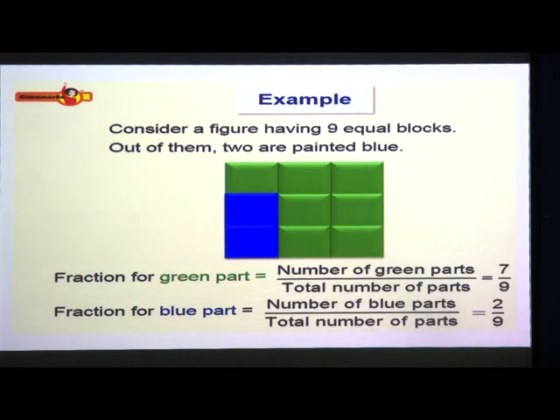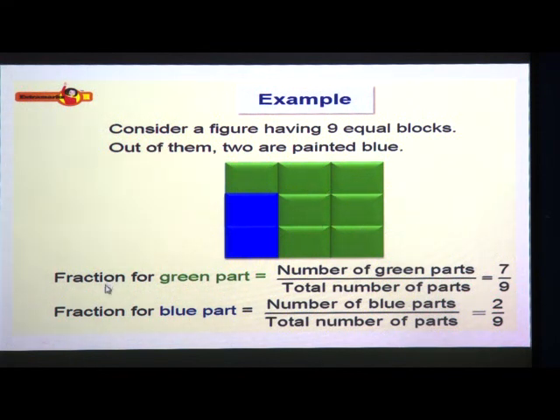Let us see that in an example. See here, consider a figure having 9 equal blocks. Out of them, 2 are painted blue. This is a figure which has 9 equal blocks. You can count 1, 2, 3, 4, 5, 6, 7, 8 and 9. Now, you have seen the figure which is divided into 9 equal blocks and some of them are colored green and some of them are colored blue.